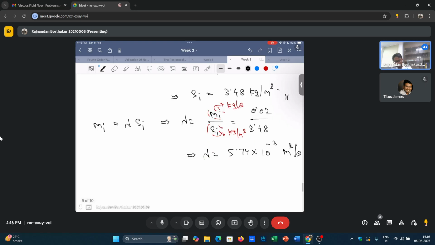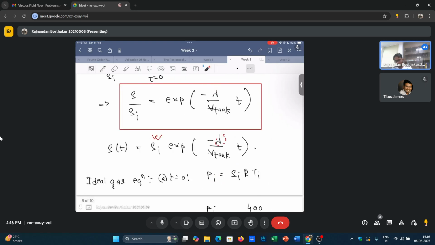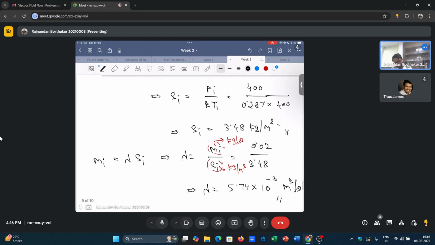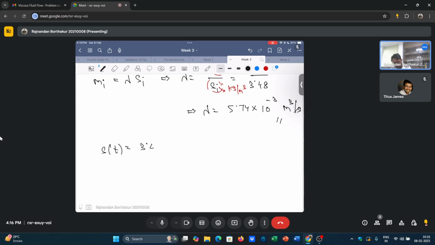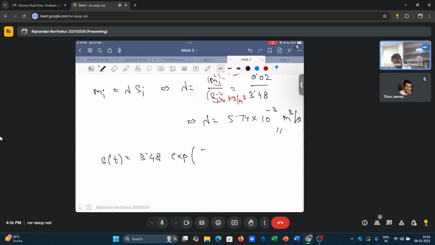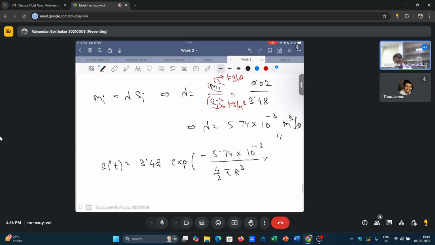So that's it, guys. You have evaluated rho I, you have evaluated lambda. Just substitute it here, and you know how your density varies with time, and that's all that you required. So your rho is rho I, where rho I is just 3.48, into exponent of minus lambda, which is 5.47 into 10 to the power minus 3, by the volume of the tank. Volume of the tank is 4 by 3 pi r cube, where you know the diameter of the tank, meaning this term is known, times t.